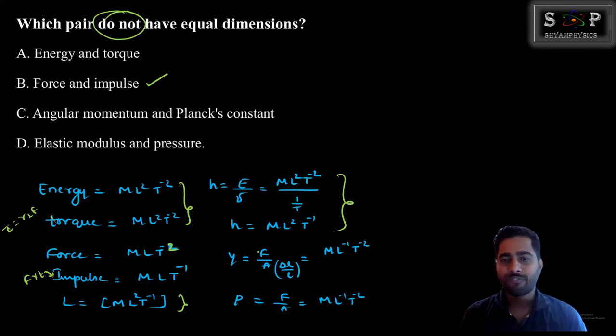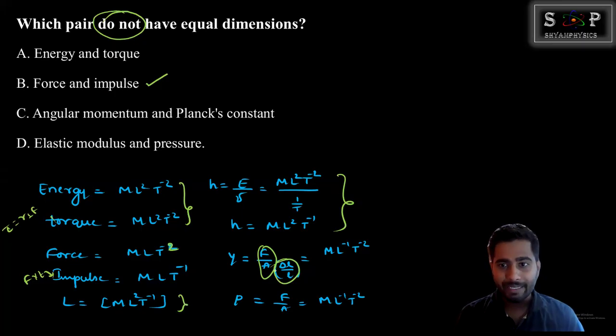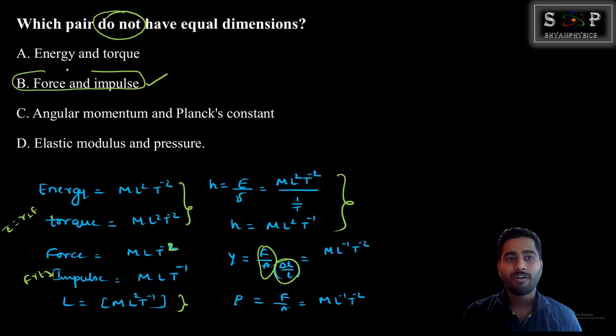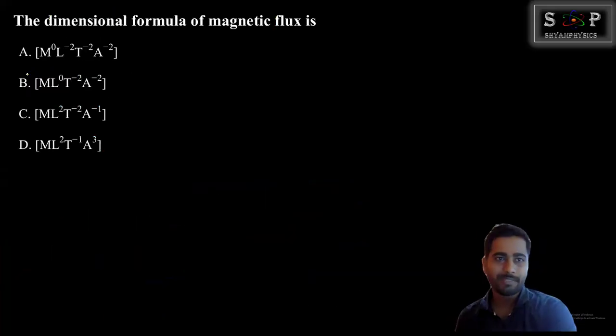Okay, and then elastic modulus and pressure. Elastic modulus means force by unit area, change in length by original length. So delta L by L is a dimensionless quantity. Force by unit area is exactly equal to pressure, so they also have the same dimension. The pair that does not have the same dimension is option B, force and impulse.